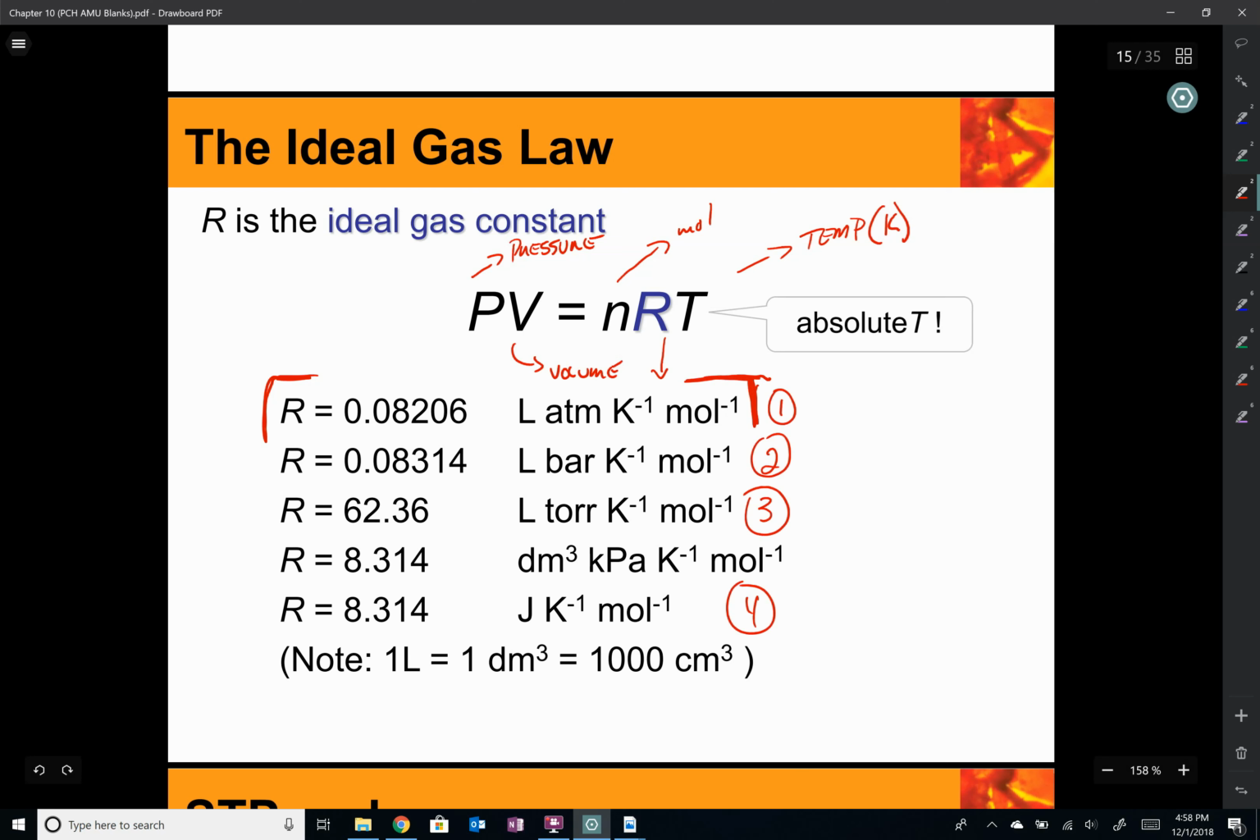Again, you don't need to memorize these. I'm just saying, if you're working on practice problems, homework, an exam, or a quiz, these are probably the four most common ones that you're going to end up seeing. But what is important to recognize are the units: liters atmospheres per mole Kelvin, liters bars per mole Kelvin, liters torrs per mole Kelvin, and number four, joules per mole Kelvin. So different units for different applications. Pressure times volume equals moles times a constant times temperature.